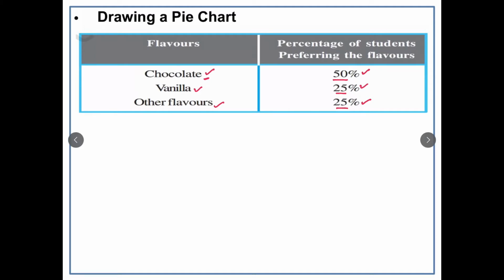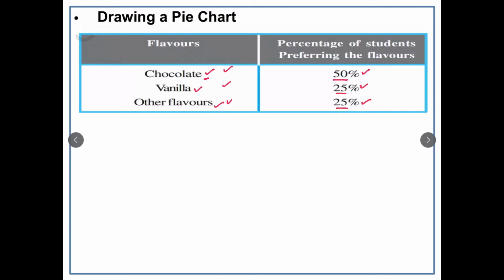Now we have to represent this data using a pie graph, or pie chart. To draw a pie chart we need to know the angle of each part. Each flavor will have a certain angle on the pie chart. First and foremost, we find that angle, known as the central angle, and we know that the total central angle of a circle is 360 degrees.